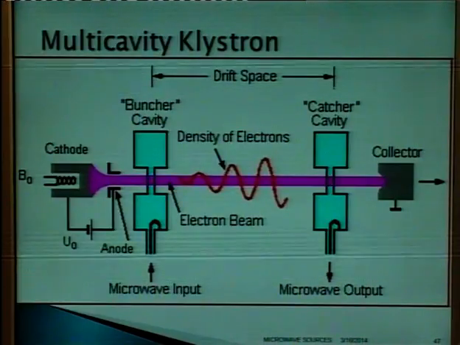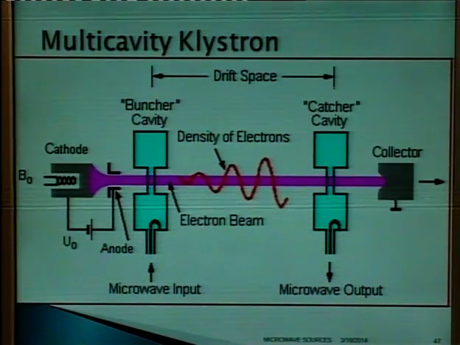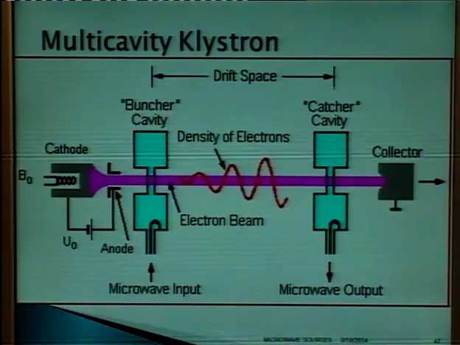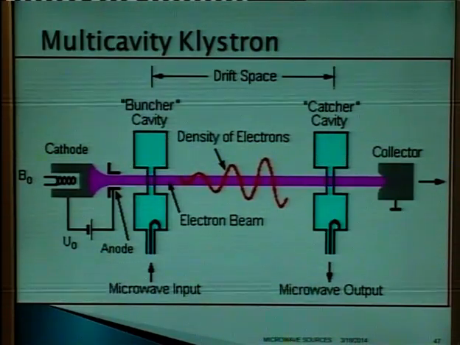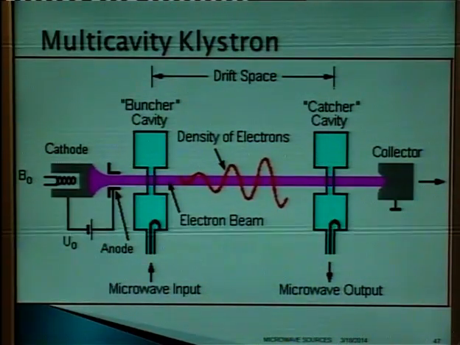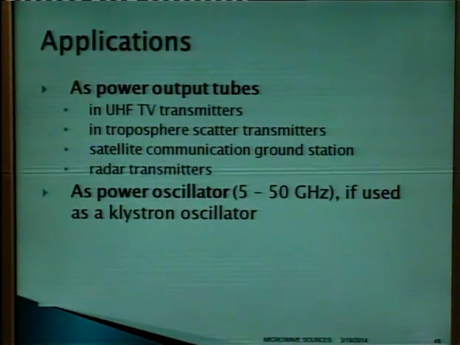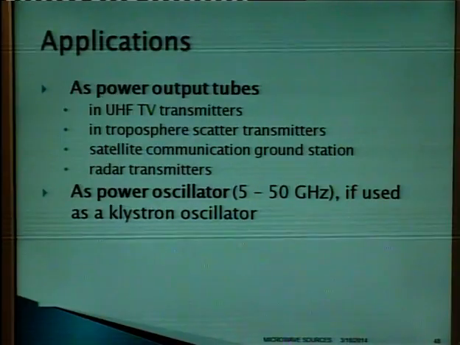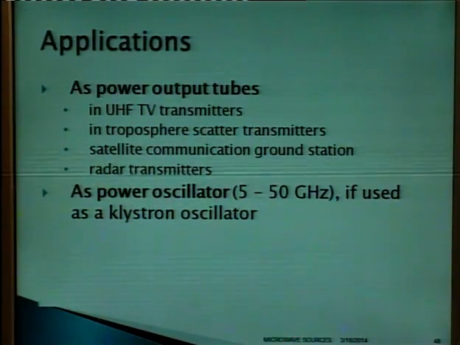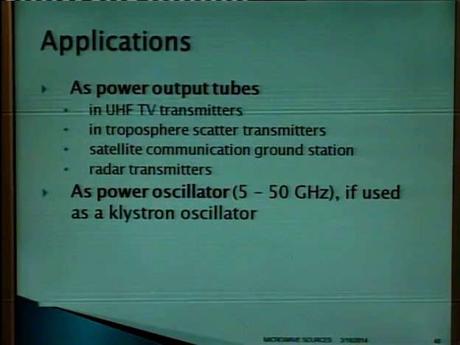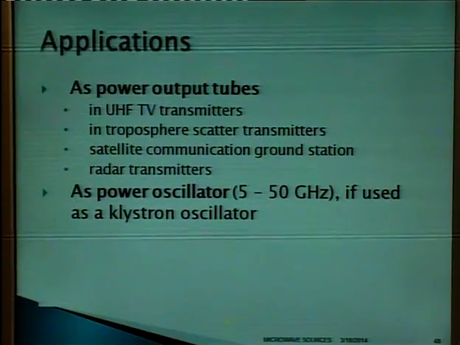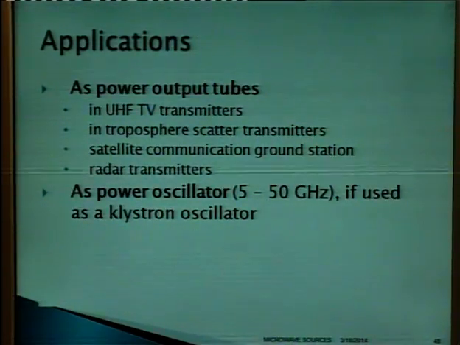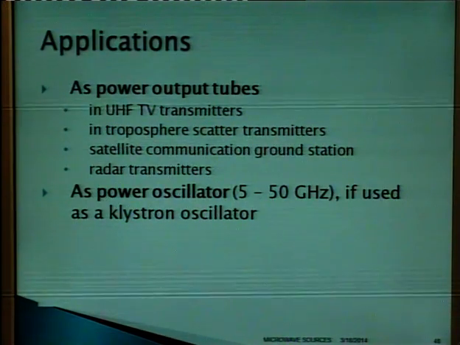At the microwave input we are applying the RF voltage signal, and at the microwave output we are getting the amplified RF signal. These tubes are used as UHF TV transmitters, in troposphere scatter transmitters, satellite communication, radar transmitters, and as power oscillators ranging from 5 to 50 gigahertz.